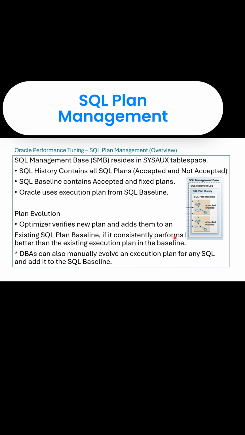Inside there you have the SQL statement log. The SQL statement log will contain all the SQL details like the SQL signature ID, only SQL detail, not the plans. Then you have the SQL plan history. The SQL plan history will contain all the available execution plans for those SQLs for which SQL plan management is capturing execution plans. And out of that, some plans may be accepted and some plans may not be accepted. Accepted means Oracle can use those plans for executing any query.